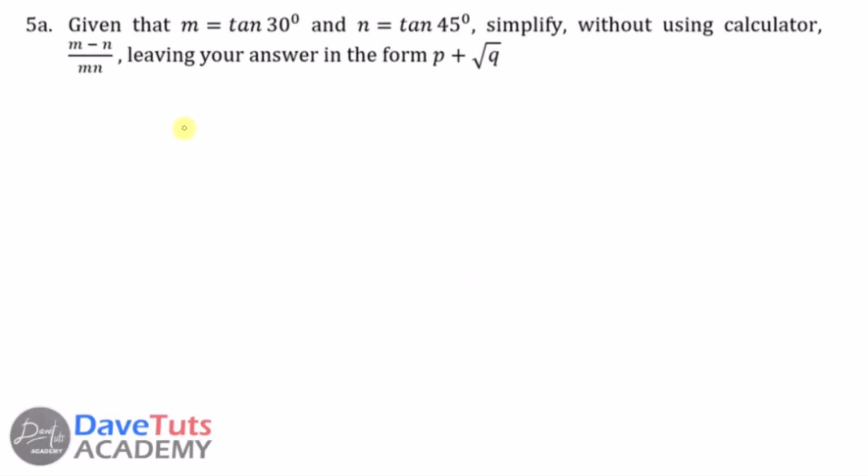In this question on trigonometry and surd, we are given that m is tan 30, n is tan 45, and we are to simplify without using the calculator m minus n over mn, leaving the answer in the form p plus root q. So for us to be able to solve this question, you need to have a very good grasp of your trigonometry ratio.